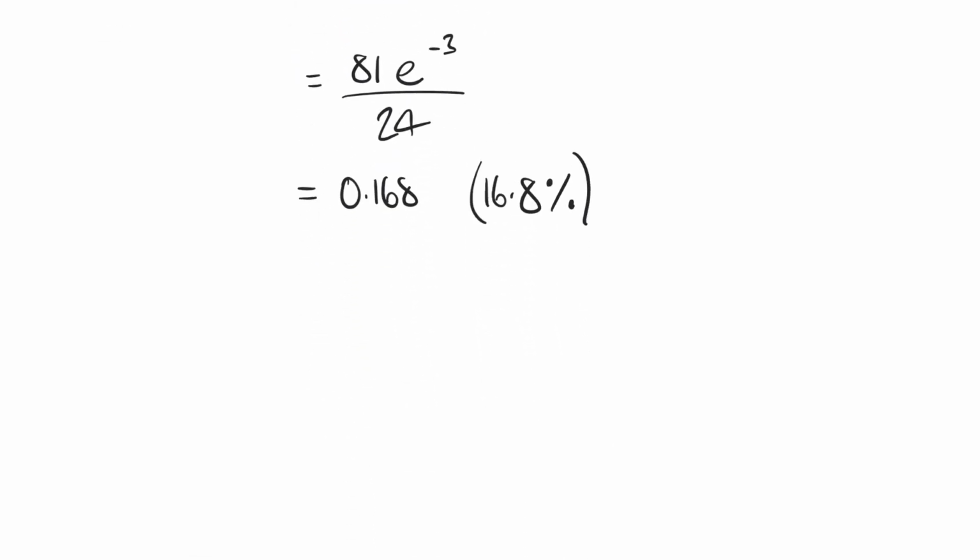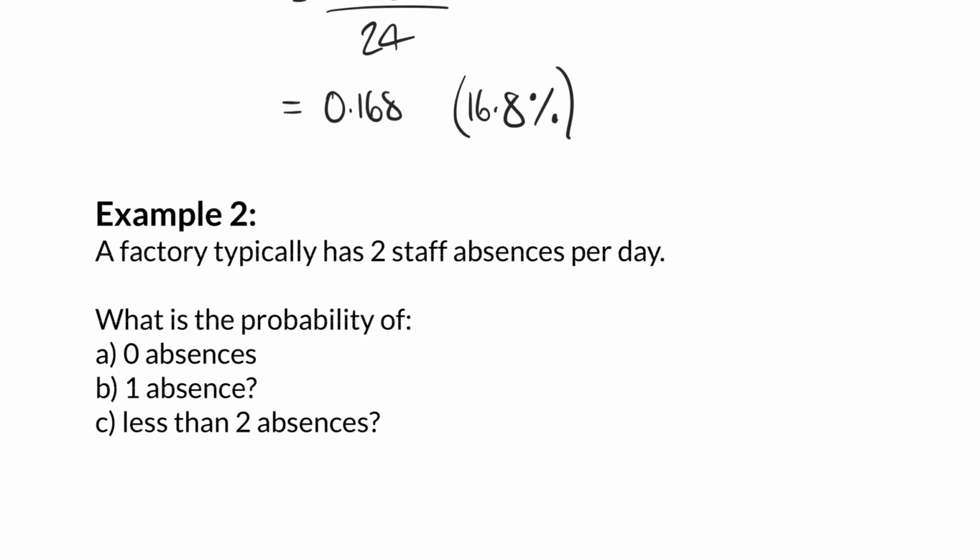Here's another example. A factory typically has 2 staff absences each day. And there's a few parts to this question. What is the probability of 0 absences, 1 absence, or less than 2 absences? Okay, so again, looking at what we're told here, we're told this typical value of 2 staff absences each day, whether that's an average or something like that. But we're told this kind of typical expectation is 2 absences each day. And so, first of all, our time period is a day.